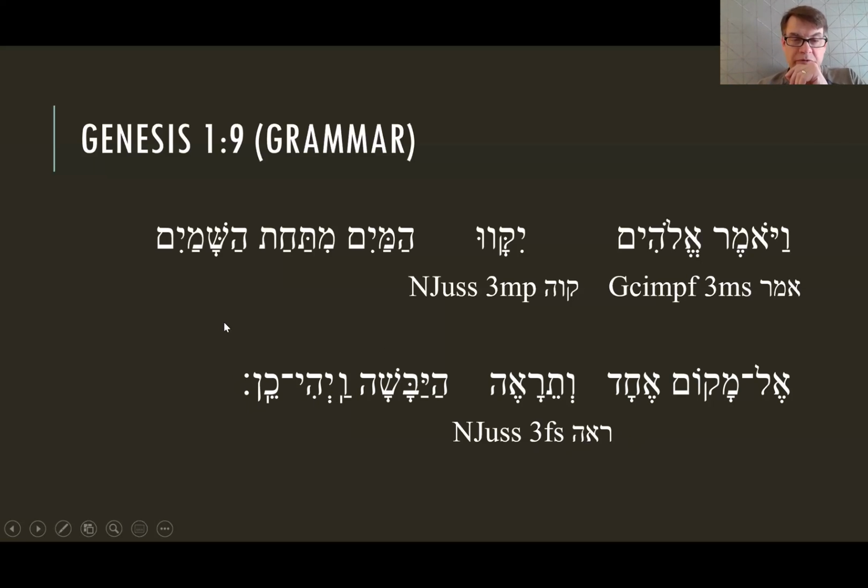Vayehi chen, and it was so. We've seen this before. This is a converted imperfect, vav patak doubling. The doubling goes away because of the shava. But anyway, and it was so, from haya.